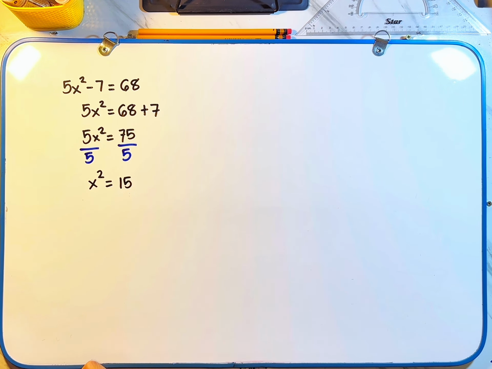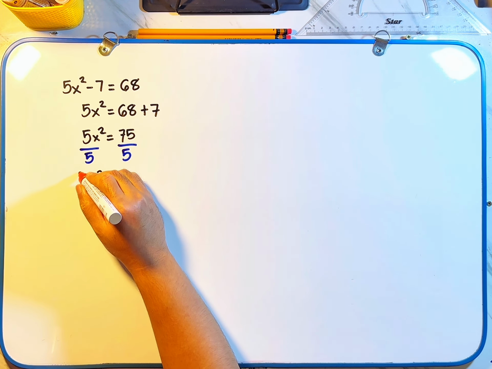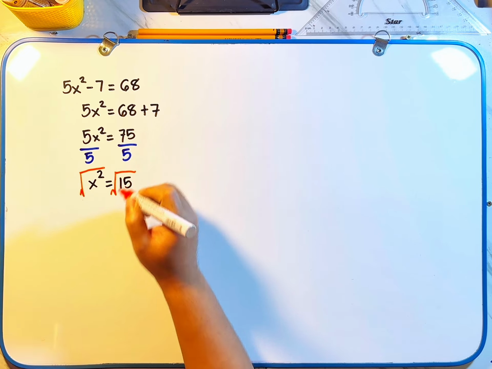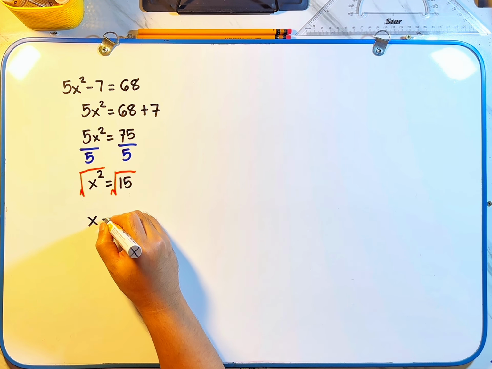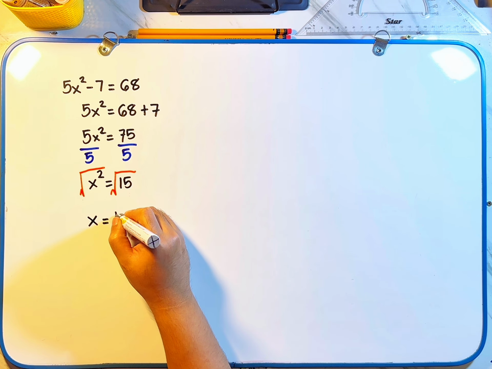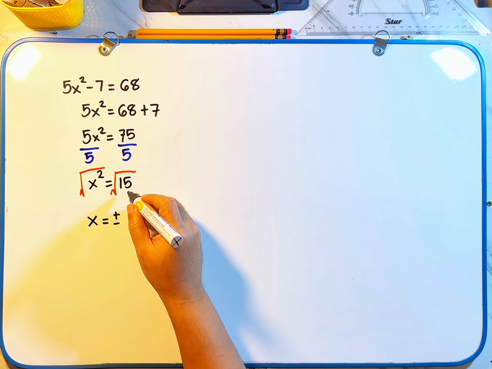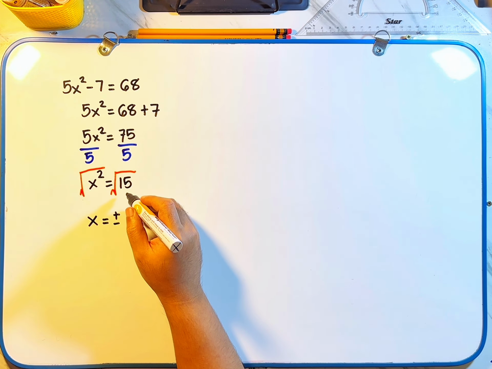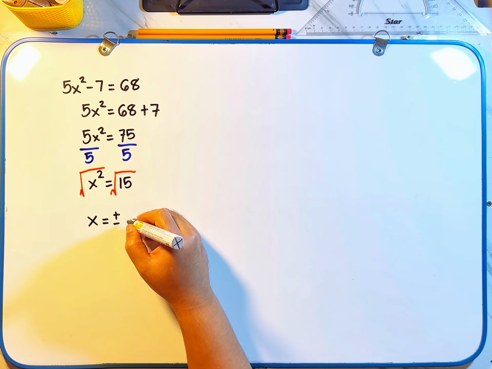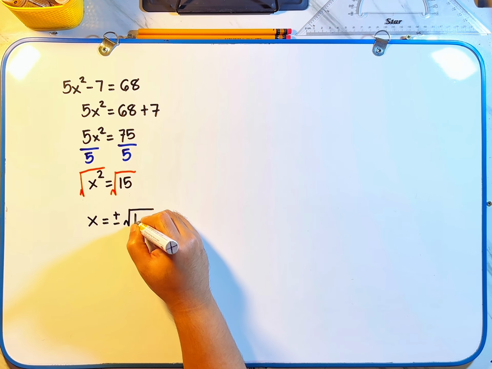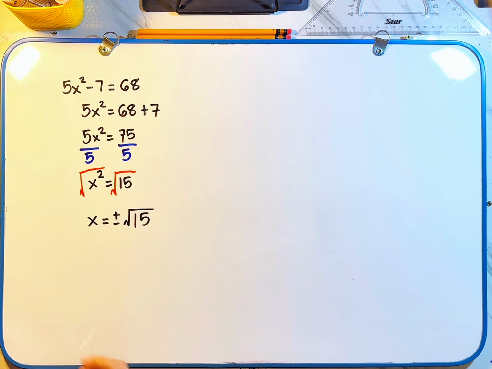All right, and then we take the square root of both sides. On the left side, we have x equals plus minus the square root, and 15 cannot be reduced further because the only factors for 15 are 15 times 1 and 3 times 5. None of them are perfect squares. So the answer is square root of 15.